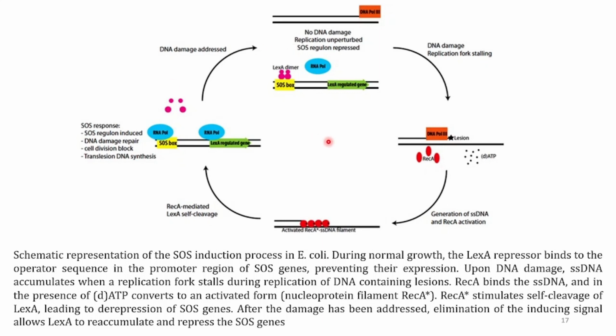So this figure schematically shows the SOS induction process in E. coli. During normal growth, the LexA repressor binds to the operator sequence in the promoter region of SOS genes, preventing their expression. Upon DNA damage, single-stranded DNA accumulates when a replication fork stalls during replication, which leads to activation of RecA, since RecA binds the single-stranded DNA and in the presence of ATP converts to an activated form, RecA star. This stimulates self-cleavage of LexA, leading to derepression of the SOS genes.